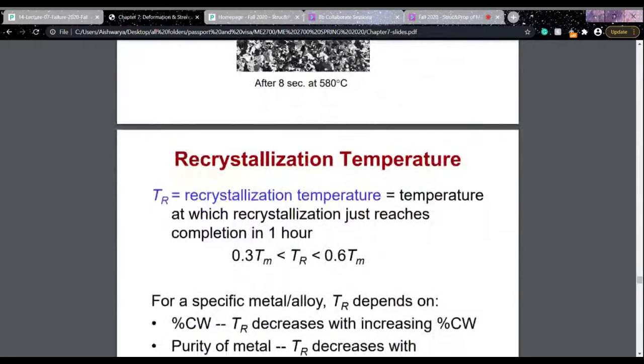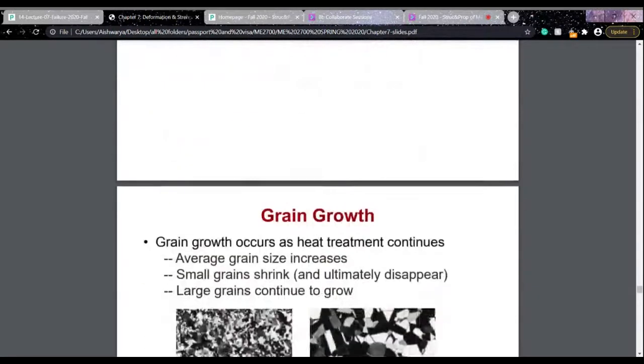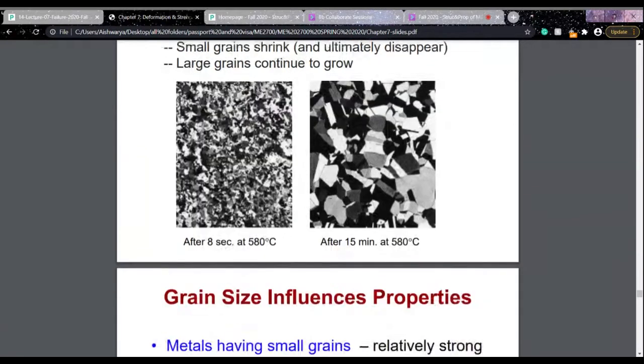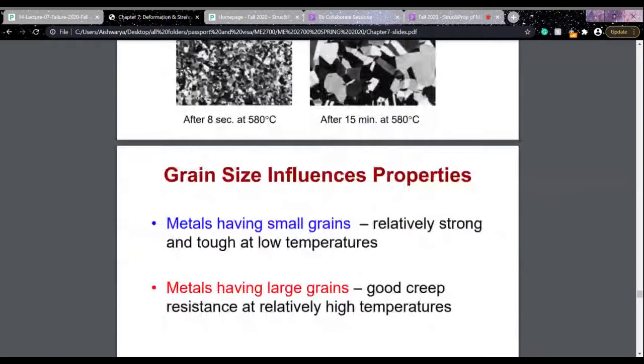And then after the recrystallization, these grains increase in size, so the grain growth occurs, which may result in a microstructure which looks like this. This is after 15 minutes of this stage. So the average grain size increases here, and the grains continue to grow. And then to stop the annealing process, we take out the material at this temperature, and then we cool it in air.